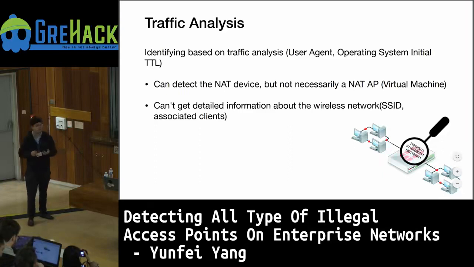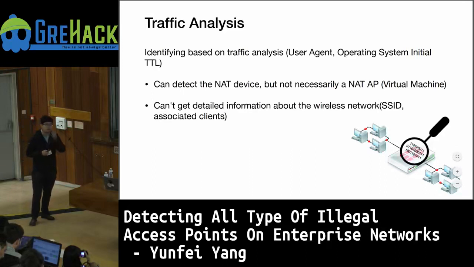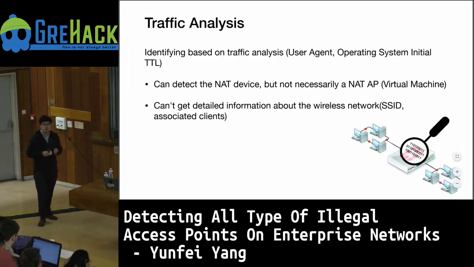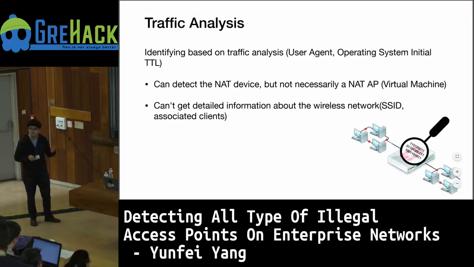It's very common. And even if it is a NAT access point, we still can't get detailed information about the wireless network, such as its SSID, its wireless MAC address, and its associated clients. We need this information to catch the people who are setting up the rogue AP. So this method is also limited.